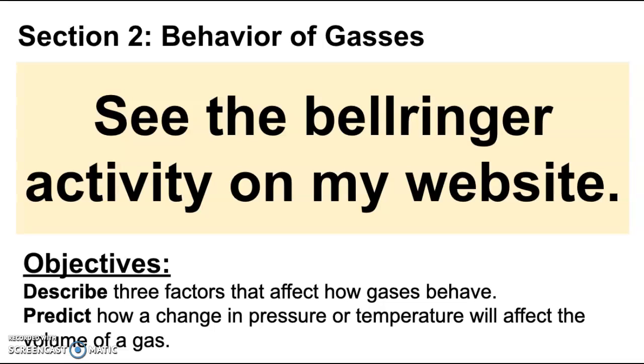The two objectives for this section are to describe 3 factors that affect how gases behave and to predict how changes in pressure or temperature are going to affect the volume of a gas.